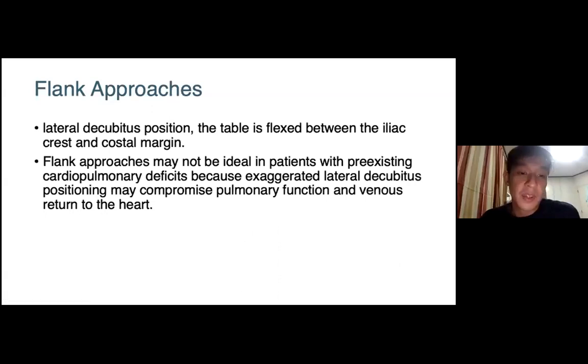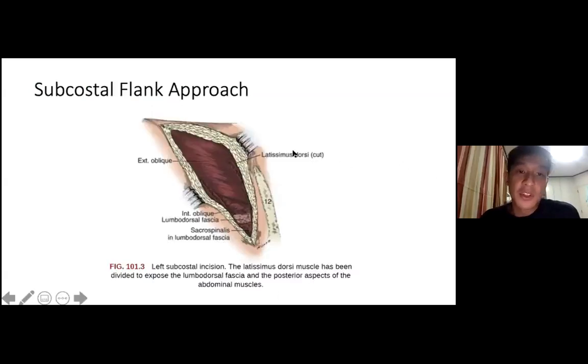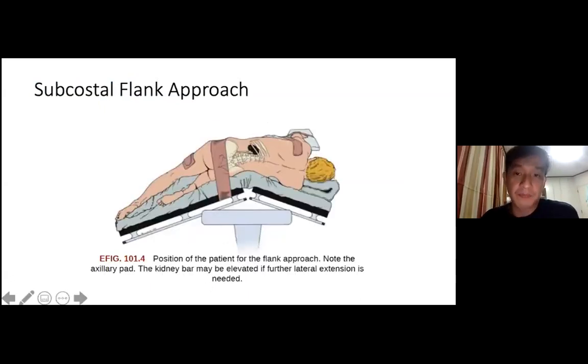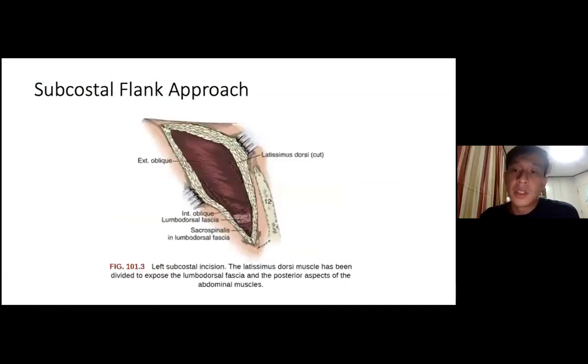So here's a picture of a flank approach. We will start with the subcostal approach in the flank position. This provides excellent exposure to the proximal ureter and the renal parenchyma. It is well suited for approaches to the lower pole, UPJ, and the proximal ureter. However, access to the renal hilum in the flank approach is poor, making this position somehow limited for large renal masses.